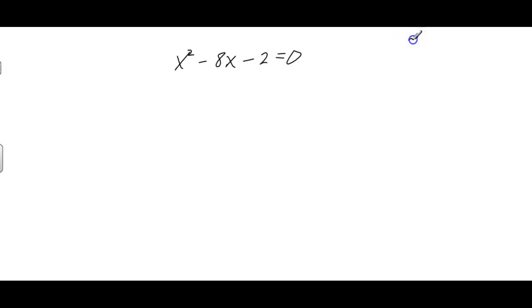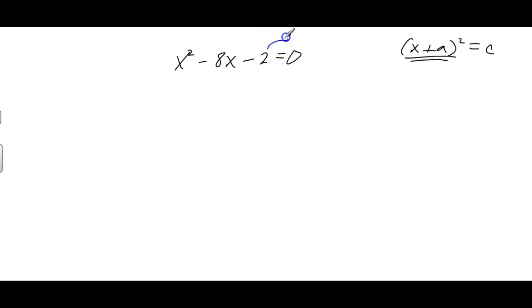We want to get it to look kind of like this: x plus a, or minus a, equals some constant on this side. So we want a constant on the right-hand side, and we want a binomial squared on the left-hand side. That's our goal. Once we get there, we can finish solving with no problem. We can do that in our sleep.